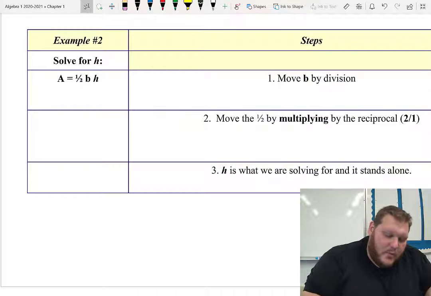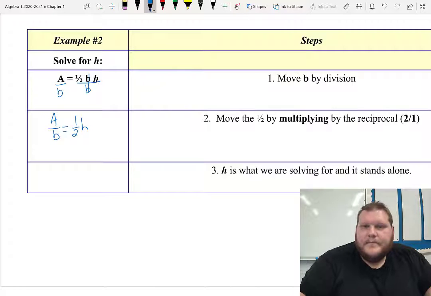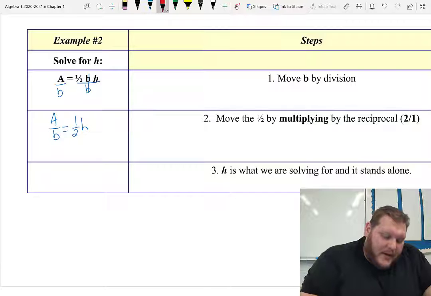So step 1, move b by division because h is being multiplied by b. So if I divide by b on both sides, those cancel out there. I have a over b equals 1/2 h. And then from there, I'm just going to multiply by the reciprocal of 1/2. Or if you're a fancy person and want to say I'm dividing by 1/2 on both sides, that's fine, but in order for it to be simplified, I'm really going to be multiplying by the reciprocal. So times 2 over 1, times 2 over 1.